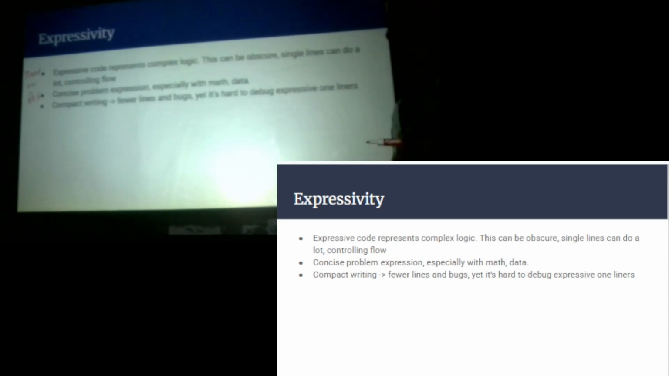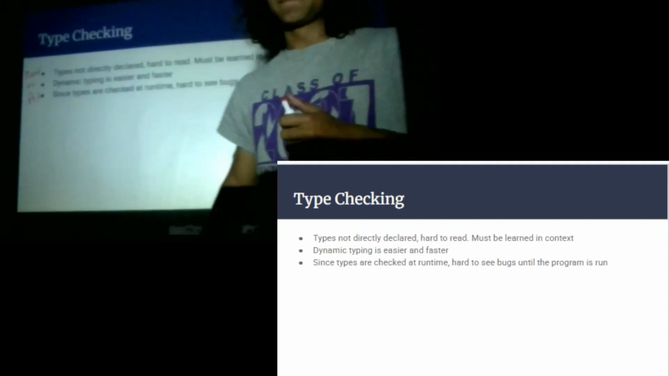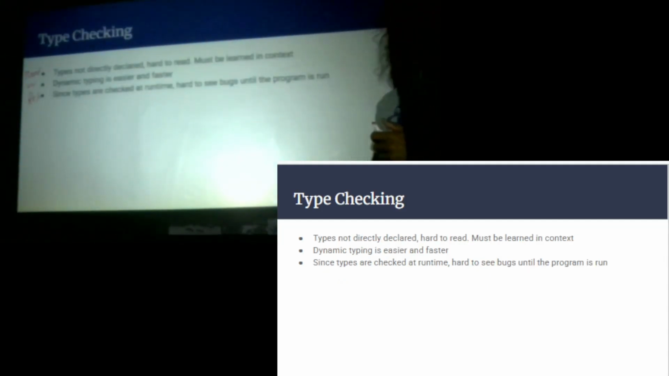Expressivity. Expressive code represents complex logic, which can be obscure, but at the same time complex logic, like those big functions, can do a lot and control the flow of the overall program. This can create concise problem expression, especially with math and data. Compact writing means fewer lines and bugs, yet it's hard to debug expressive one-liners because once again, they're all dumped together.